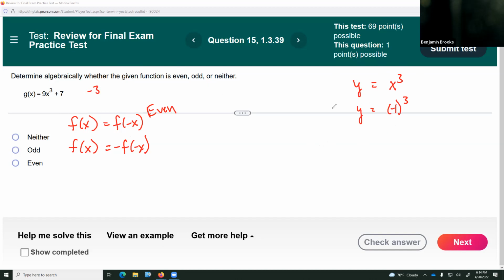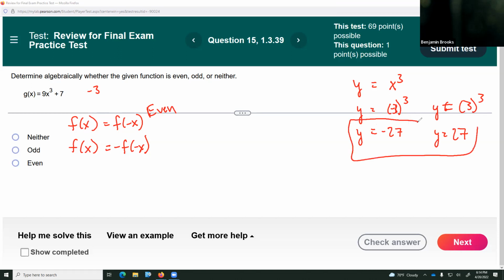Let's use -3. So if I plug -3 into this, you can plug that into your calculator. Just make sure you put the parentheses around it. You get -27. If I plug +3 into this, y equals 3 cubed, you'll end up with y equal to 27. You'll notice that these two are not the same, but one is the negative of the other. So this is odd. Y'all see what I'm saying? So if they're the exact same, even. If one's the negative of the other one, odd. And if it's neither, it's neither.